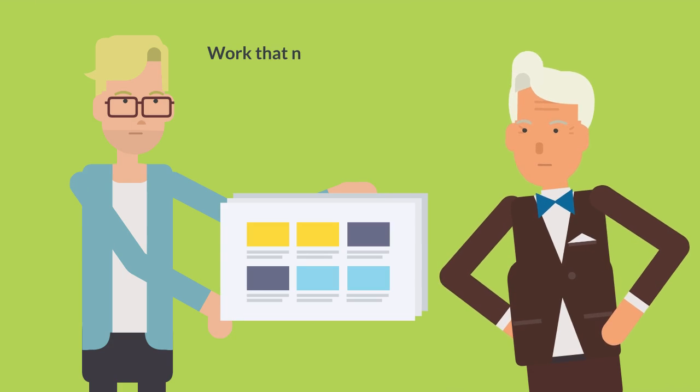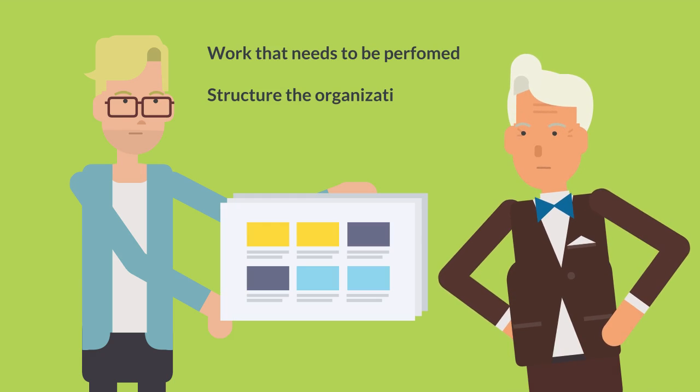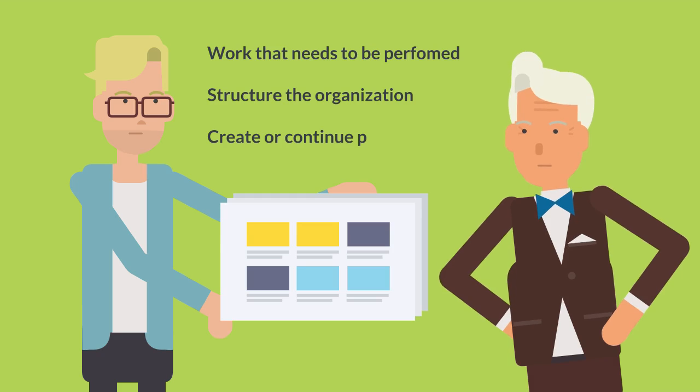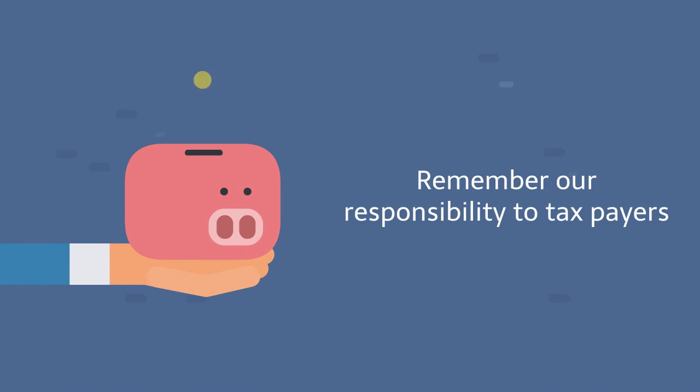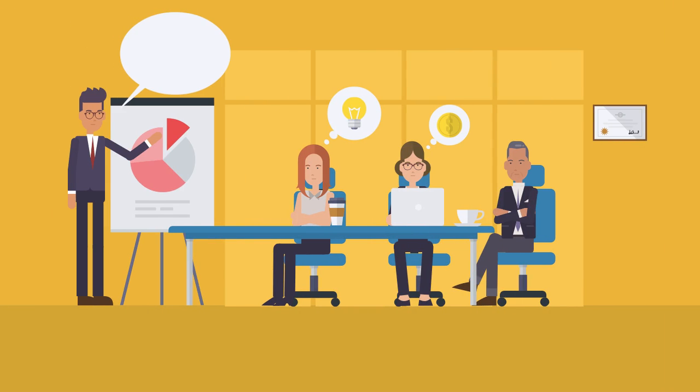Supervisors will need to determine the work that needs to be performed, structure the organization and positions to accomplish objectives, and create or continue only those positions for which there is a valid need. Remember, we have a responsibility to the U.S. taxpayers to make sure that we are effectively doing our work in the most economical way. You are not alone. Your HR office is ready to assist you by providing technical advice, pointing out possible consequences, suggesting alternatives, and implementing your plan.